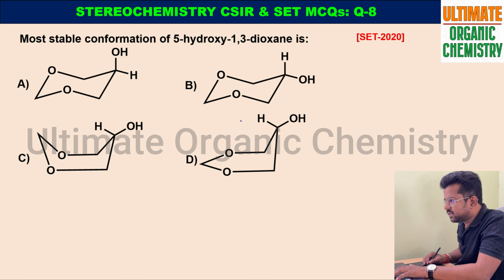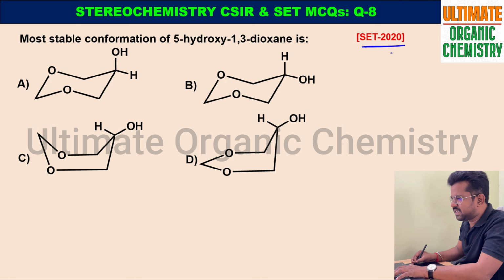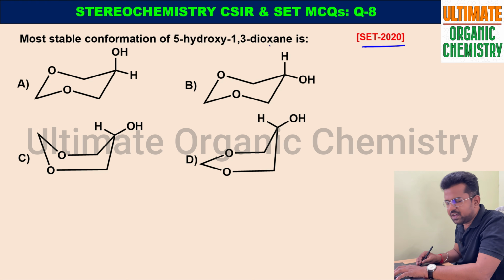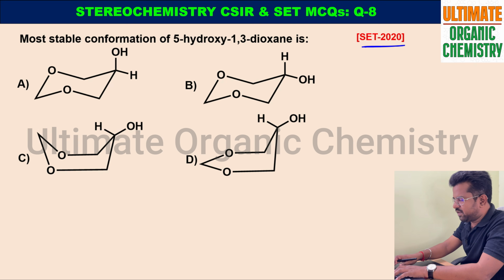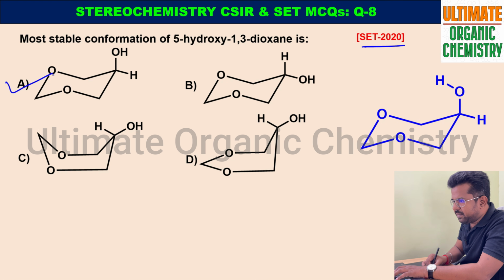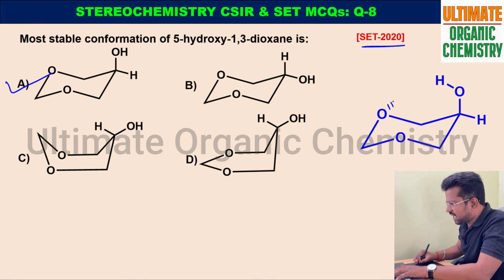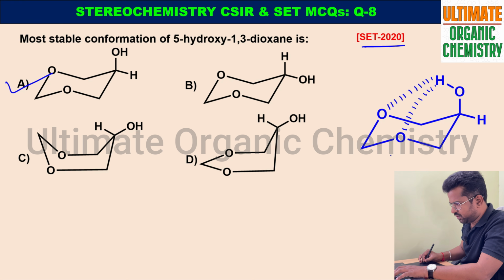Question number 8. This question was asked in SET examination 2020. The most stable conformation of 5-hydroxy-1,3-dioxane is. So this is a straightforward question. The most stable form is option A, because this hydrogen will have hydrogen bonding with these two oxygen atoms. So this will be the more stable.